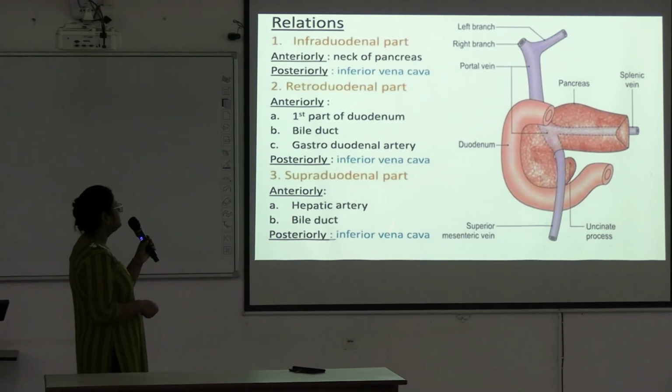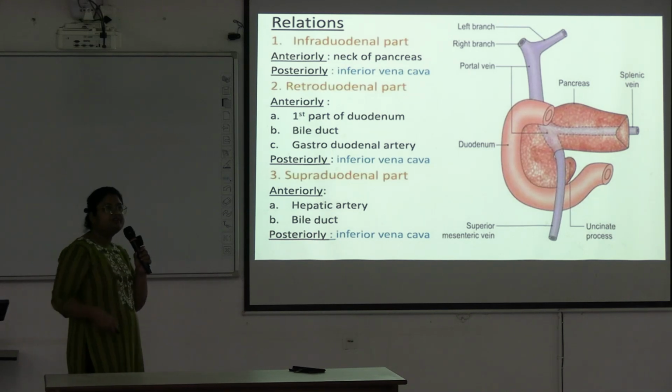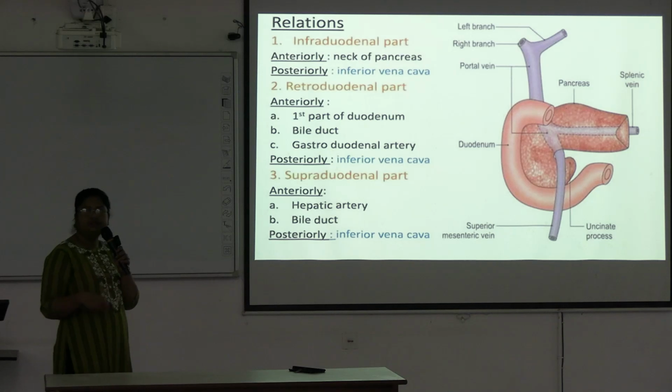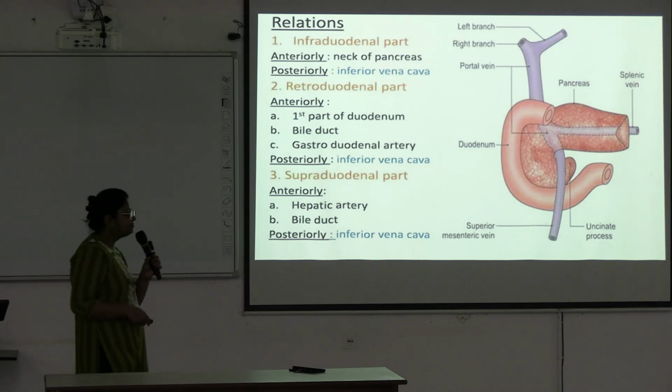Next we go to the supraduodenal part. Anteriorly lies the hepatic artery and bile duct, and posteriorly lies the inferior vena cava. So for all these parts, the inferior vena cava lies in posterior relation to the vein. Okay, understood?